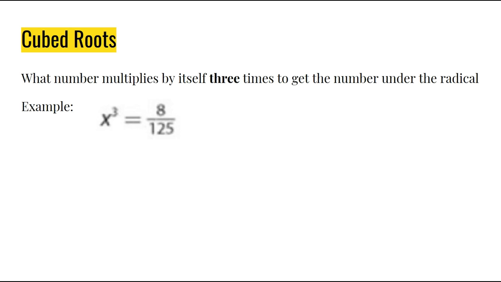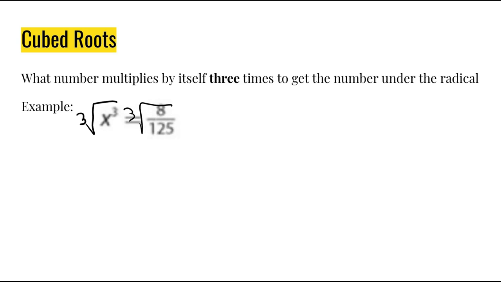The next thing I want to talk about is cube roots. A cube root is similar to a square root, except it's what number multiplies by itself 3 times to give you the number under the radical. So I have x cubed equals 8 over 125. Again, I want to undo this x cubed, so I take the cube root, which looks just like the square root, except there's a little 3 here. And I take the cube root of this side.